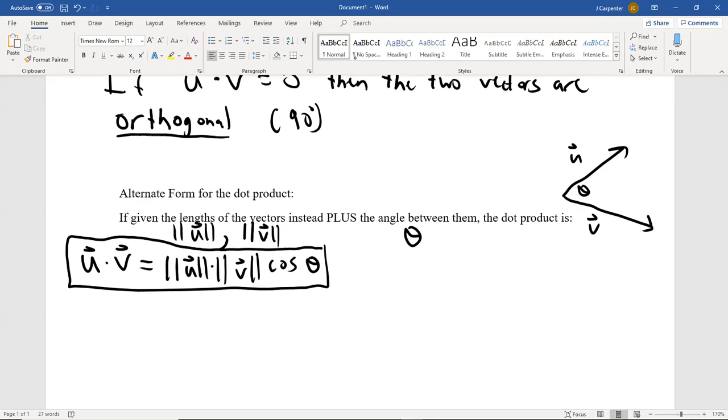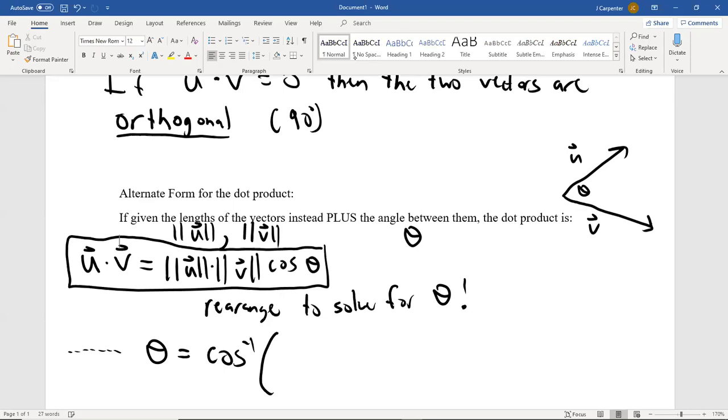But what is actually more important for us is the fact that there's an angle in this, because if we rearrange to solve for theta, in other words, if we know the components and the lengths of a vector, we can find the angle. You divide both sides by the lengths, so you get the dot product over the lengths, and then take an inverse cosine of both sides. You'll get the angle is equal to the inverse cosine of the dot product over the lengths.